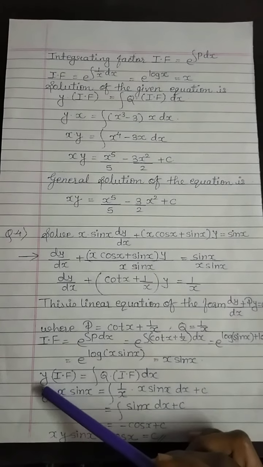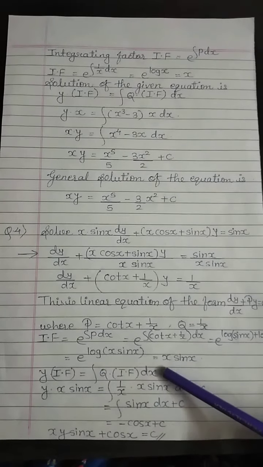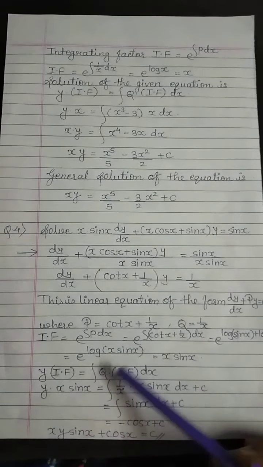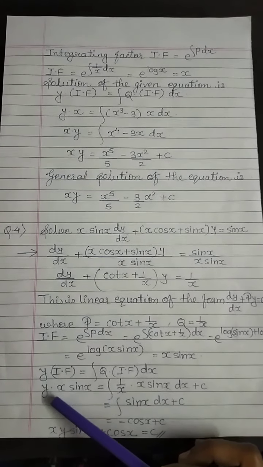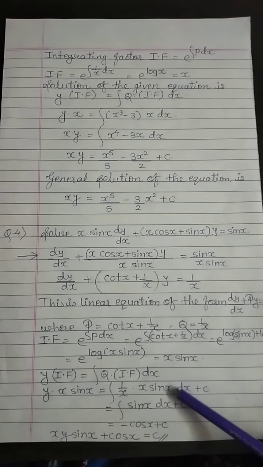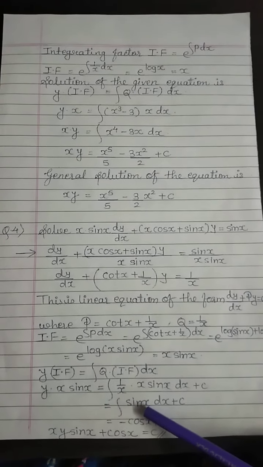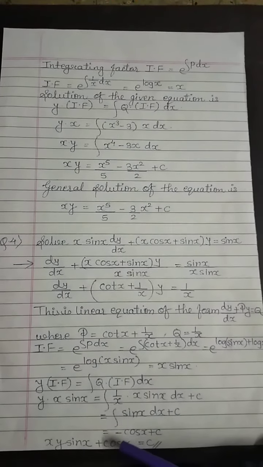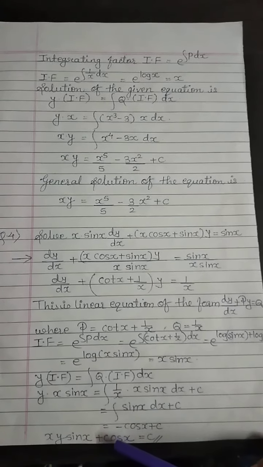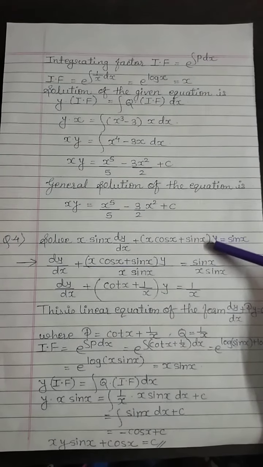Now the solution for the equation is given by y into integrating factor is equal to integration of q into integrating factor dx. Now substituting the value of IF as x into sin x and the value of q as 1 upon x, we get y into x into sin x is equal to integration of 1 upon x into x into sin x dx plus c. Now here x gets cancelled and we have integration of sin x dx plus c, and that is nothing but minus cos x plus c, and therefore the answer is xy sin x plus cos x is equal to c. This is nothing but the solution for the given differential equation.